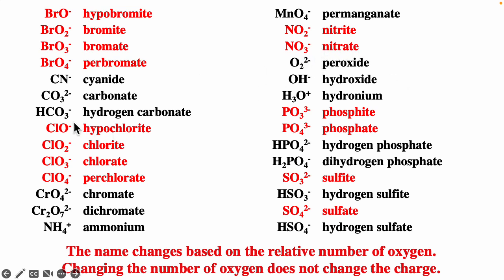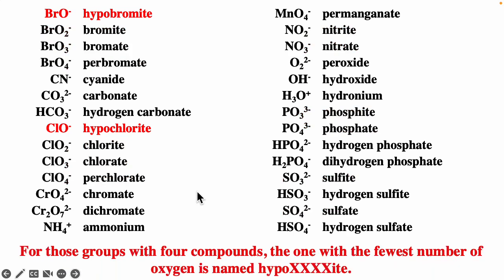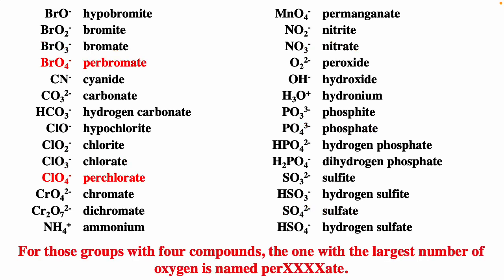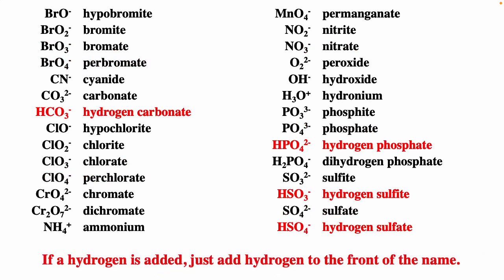It's also interesting, notice that changing the number of oxygen doesn't change the charge. So all 4 of these chloride compounds have a -1 charge. All these 4 with a bromine have a -1. These 2 with the phosphorus have -3. The 2 with the sulfur have a -2. And so again, as long as you remember the rules of naming, you start with hypo-ite, ite, ate, and then per-ate, it's not that bad.